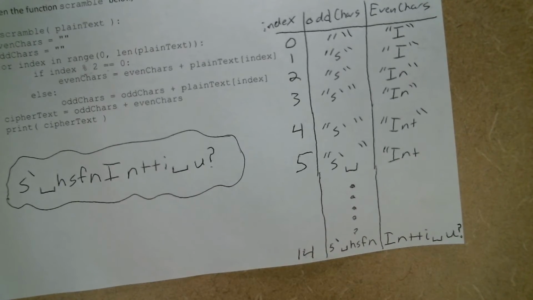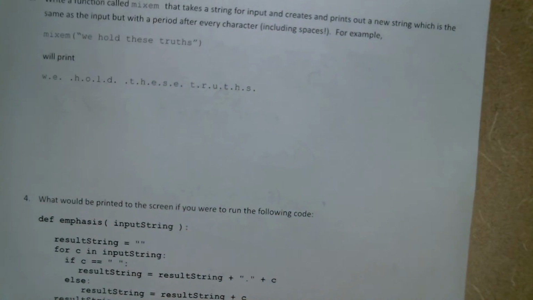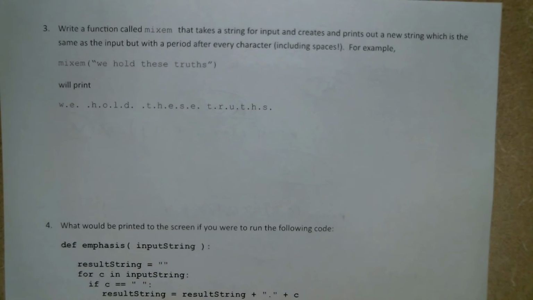I caught it. All right, let's take a look at the next one. Write a function called mixum that takes a string for input and creates and prints out a new string, which is the same as the input, but with a period after every character, including spaces. For example, if we pass it, we hold these truths, it'll print out that following output that just has a period after everything.